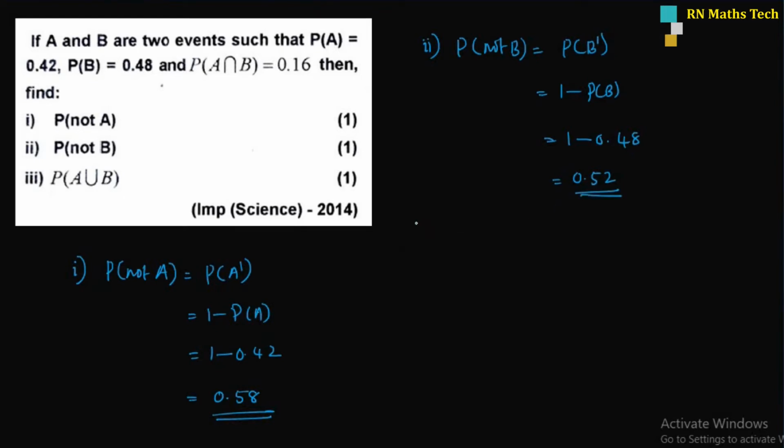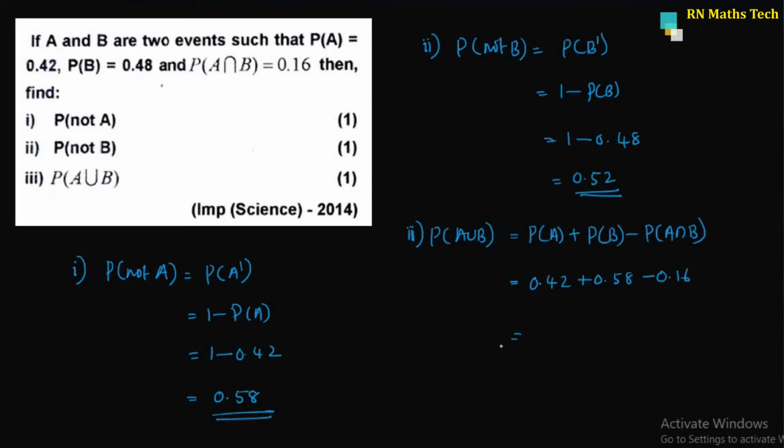Okay, second one. Now third one is P of A union B. P of A union B is equal to P of A plus P of B minus P of A intersection B. Okay, that's equal to P of A 0.42 plus 0.48 minus 0.16. That's equal to 0.74. Okay.